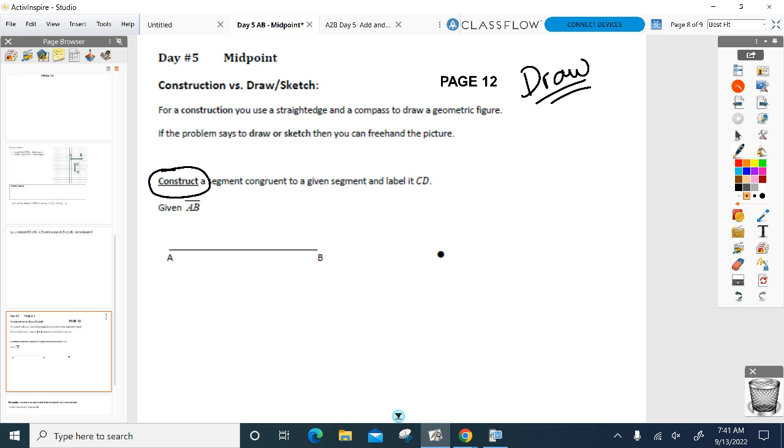So here's your first step to copy a line segment. Everyone understand what we're about to do? We're going to take AB, copy it over here, and call it CD. And the two will be congruent.